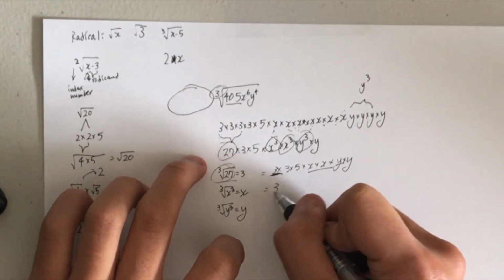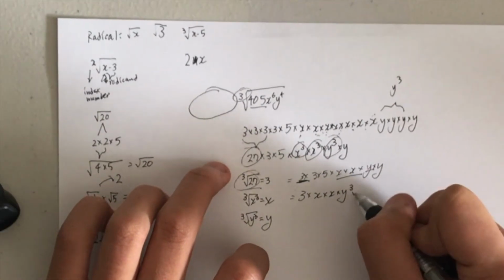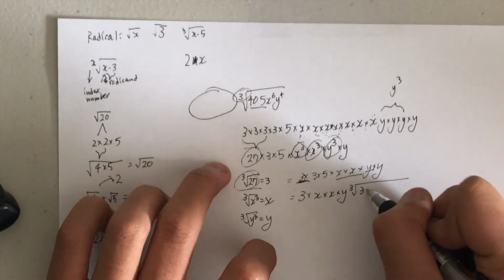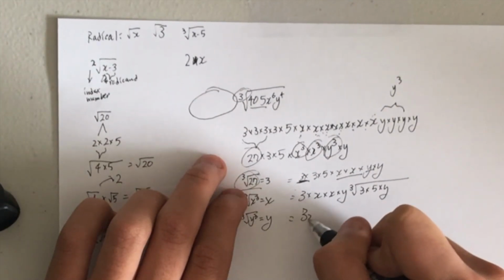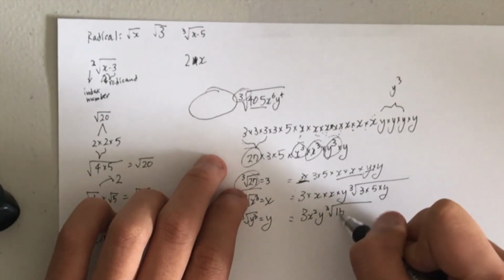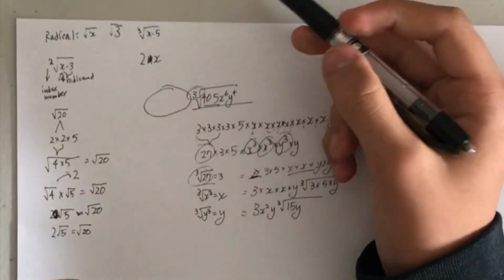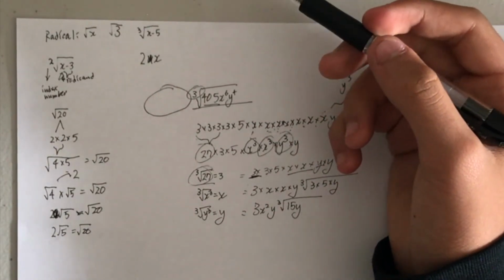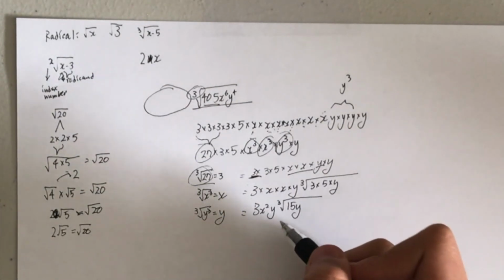It would look like 3 times x times y times the cube root of 3 times 5 times y, which is equal to 3x squared y times the cube root of 15y. So the simplified form of the cube root of 405x to the 6th power and y to the 4th power would equal 3x squared times y times the cube root of 15y.